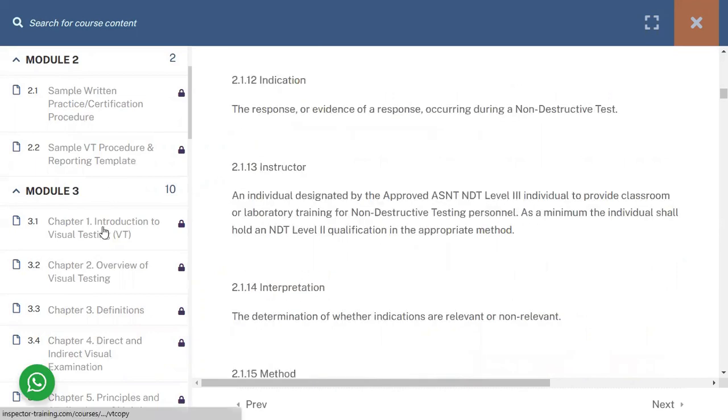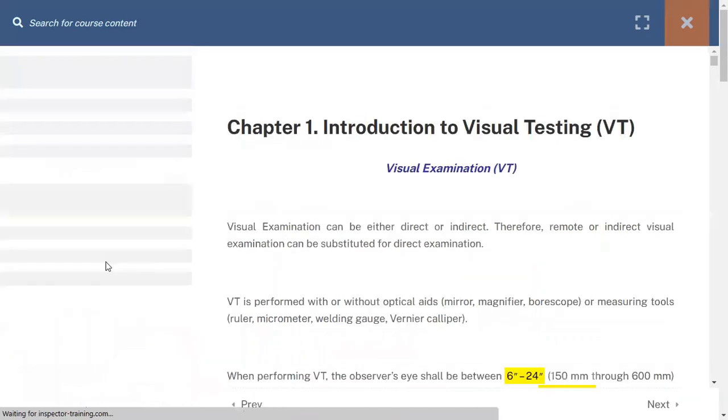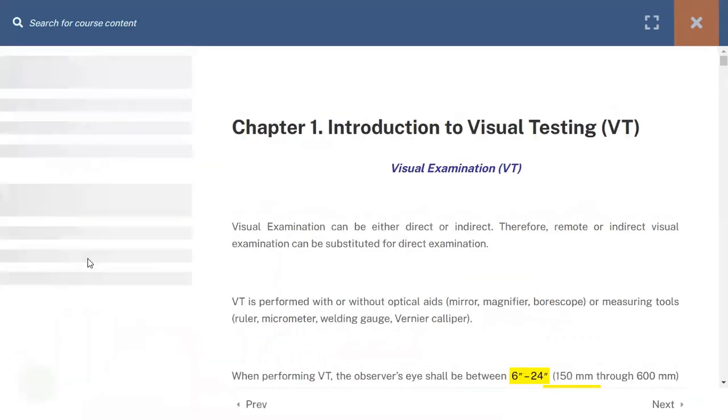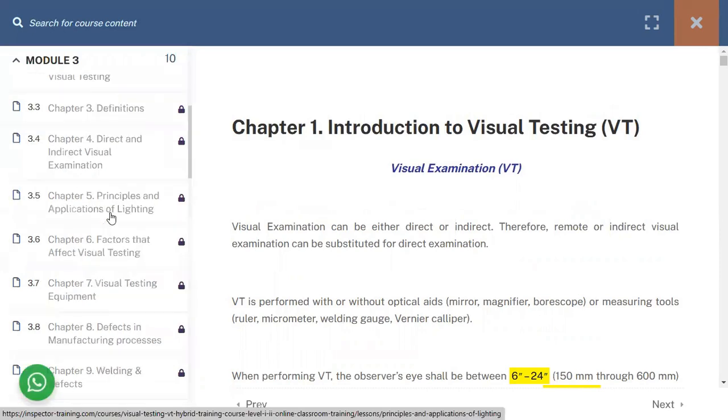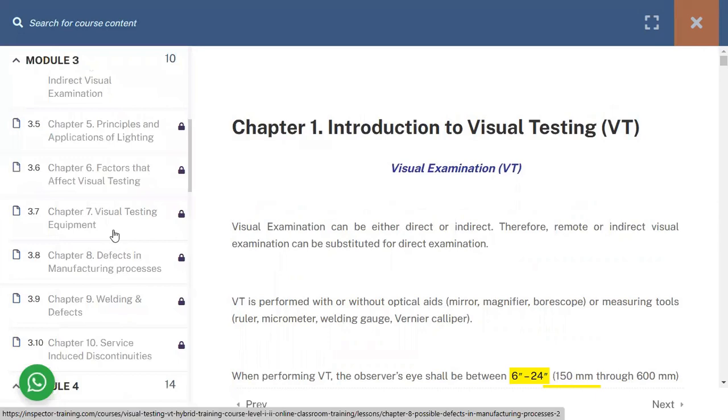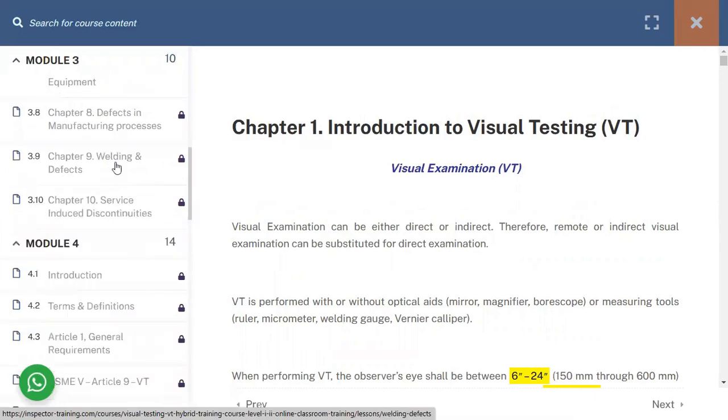And on module 3, which is the main module, it's an introduction to visual testing, an overview of visual testing, and then it goes on and talks about definitions, direct and indirect visual examination, principles and application of lighting, factors that affect visual testing, equipment, defects in manufacturing processes, welding and defects, service-induced discontinuities.